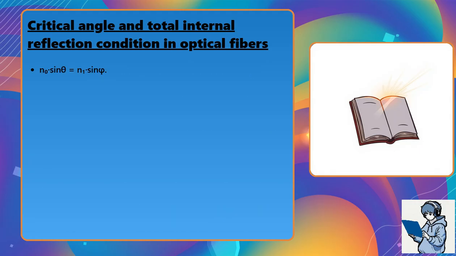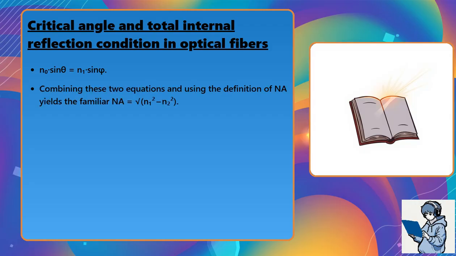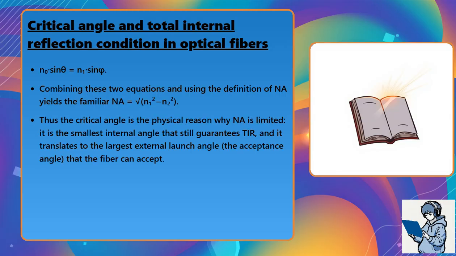n₀ sin θ = n₁ sin φ. Combining these two equations, and using the definition of NA, yields the familiar NA = √(n₁² − n₂²). Thus the critical angle is the physical reason why NA is limited. It is the smallest internal angle that still guarantees TIR, and it translates to the largest external launch angle, the acceptance angle, that the fiber can accept.